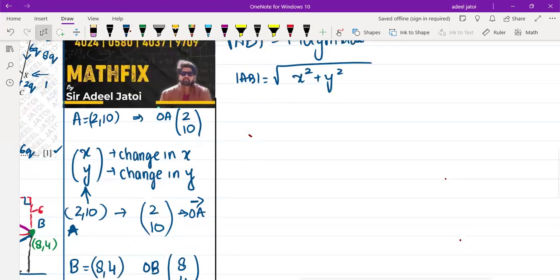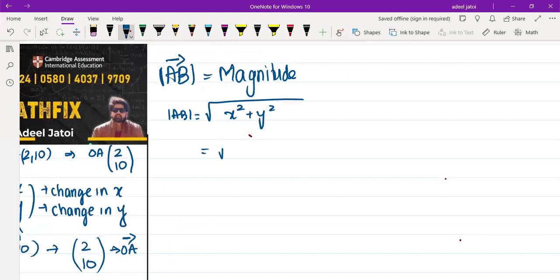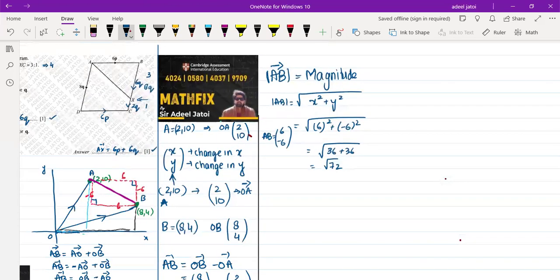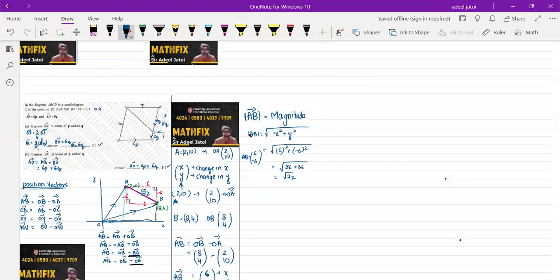So, generally when we have x as what? AB was 6 and minus 6. So this becomes what? 6 square plus negative 6 square. So this is 36 plus 36, which is under root 72. So the magnitude of AB becomes under root 72. Now, this type of magnitude is only when the coordinates are given to us.